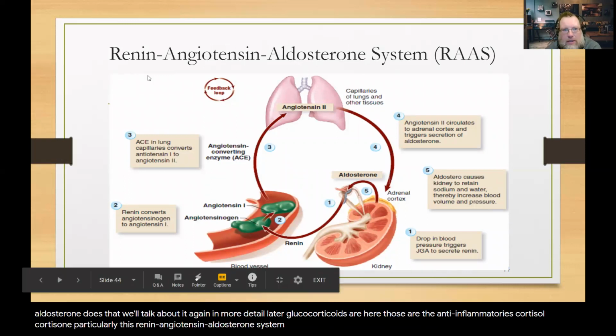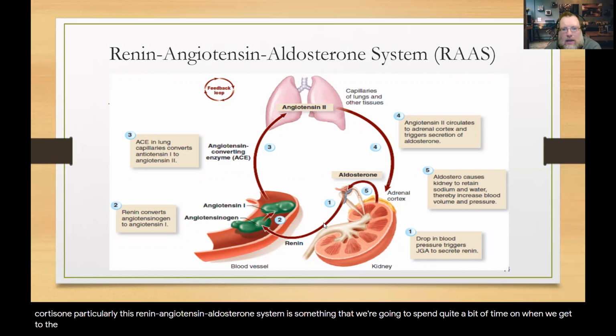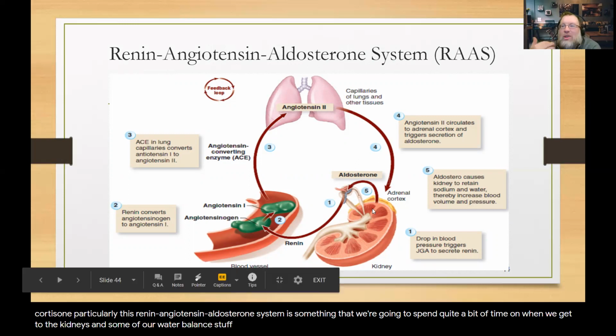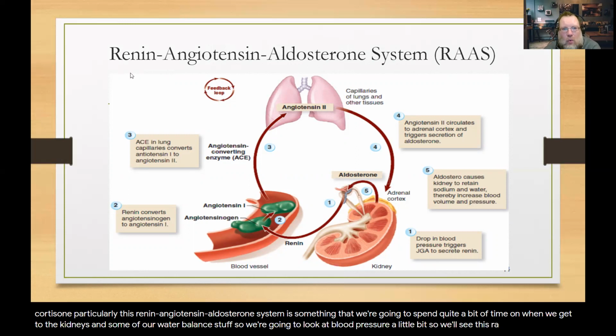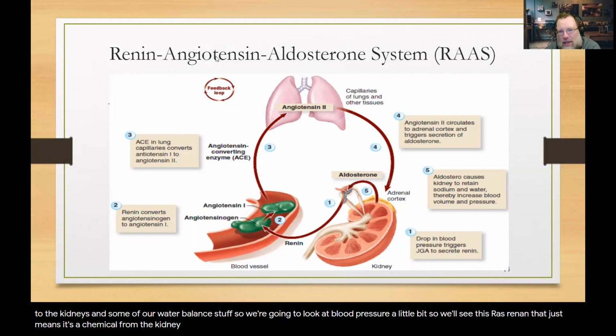This renin-angiotensin-aldosterone system is something that we're going to spend quite a bit of time on when we get to the kidneys and some of our water balance stuff. So we're going to look at blood pressure a little bit. So we'll see this RAAS, renin. That just means it's a chemical from the kidney. Angiotensin means a blood vessel, and angio is shrinking or becoming more tense, so constricting. So we're going to decrease the diameter of blood vessels with angiotensin.